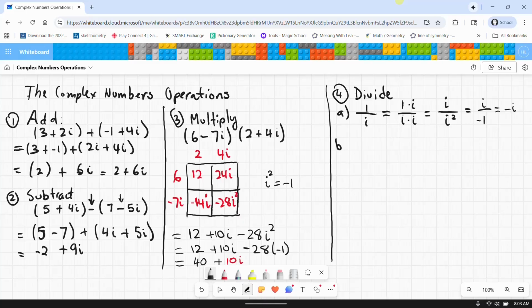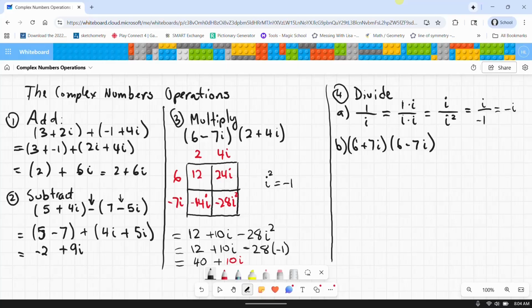Example B. So here we have 6 plus 7i times 6 minus 7i.